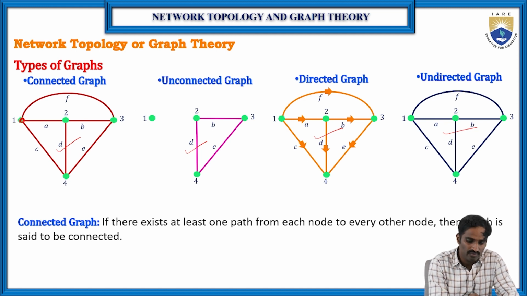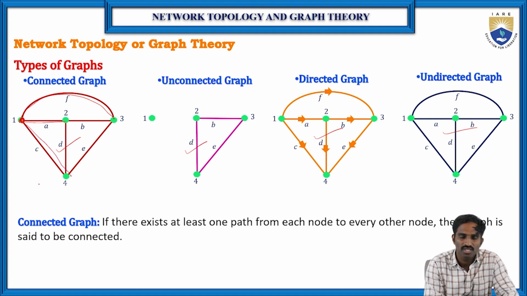So let me check from node 1. Is there any path to node 2? Yes, of course, this is the path to node 2. And node 3, this is the path to node 3. And for node 4, this is the path to node 4. Similarly, from node 2, what are the other nodes? 1, 3 and 4. Is there any path from node 2 to 1? Yes, this is the path. And 2 to 3, this is the path. And 2 to 4, this is the path.